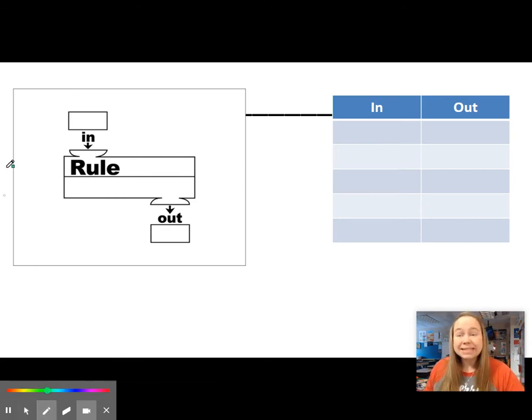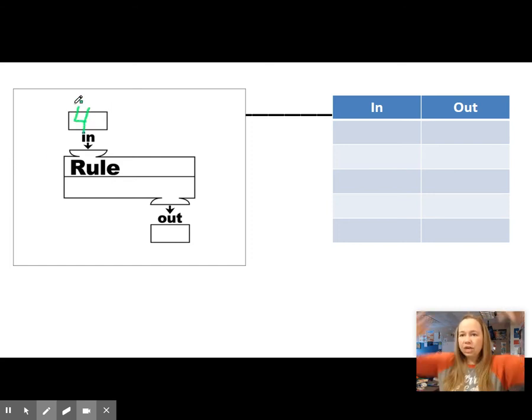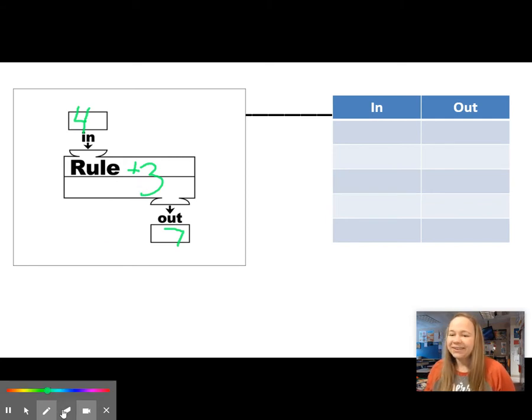All right, so let's say we put a 4 into this machine. We push it down in and the machine goes, because it's kind of an older machine. And out comes a 7. What happened inside that machine? What's the rule? We put in a 4, and out came a 7. Well, inside that machine, we added 3. Okay, let's try another one.